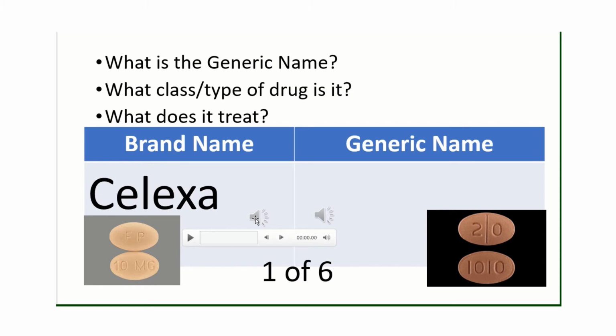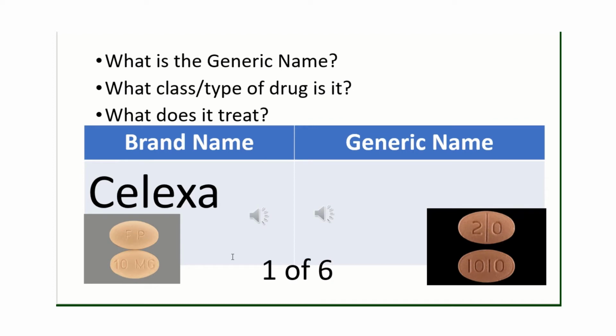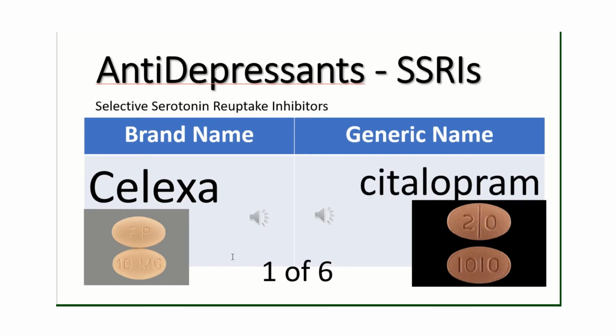What is the generic name for Celexa? What type of drug is Celexa? What does Celexa treat? The generic name for Celexa is citalopram. Celexa and citalopram are SSRI antidepressants.